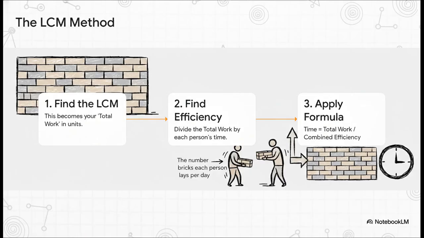It's a really simple 3-step process. First, find the LCM of the times. This number becomes your total work, but think of it in units. Then you calculate each person's efficiency by dividing that total work by their time. And finally, you just plug it into the formula. Time equals total work divided by their combined efficiency. So instead of an abstract job, think of it as a project to build a wall with 60 bricks. Efficiency just becomes how many bricks each person lays per day. Much easier to picture, right?